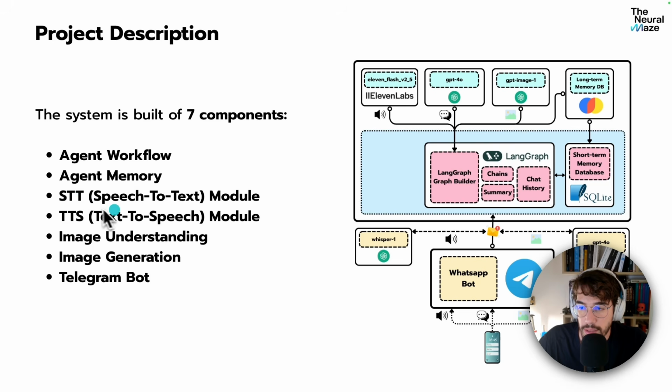All right. As for the third component, I'm just going to focus on STT, the speech-to-text module. The fourth component is the TTS, the text-to-speech module. Then we have image understanding, image generation, and finally the Telegram bot, which, if you have done the ABA course, you will see that building a bot using Telegram is a much simpler task than building the same using WhatsApp.